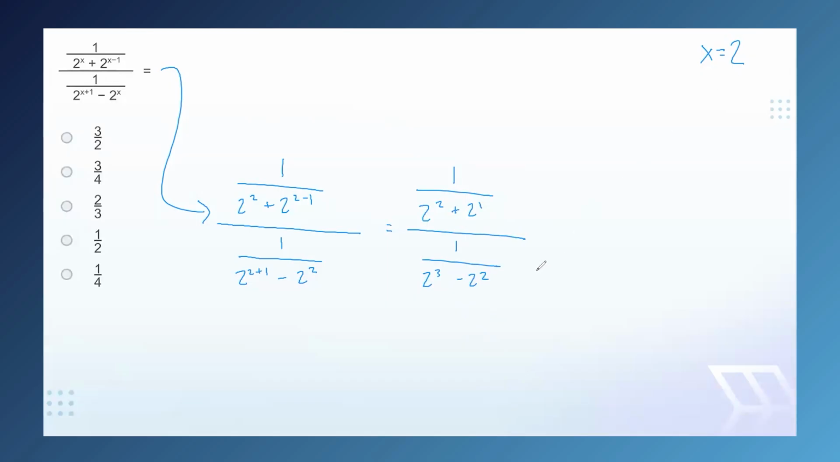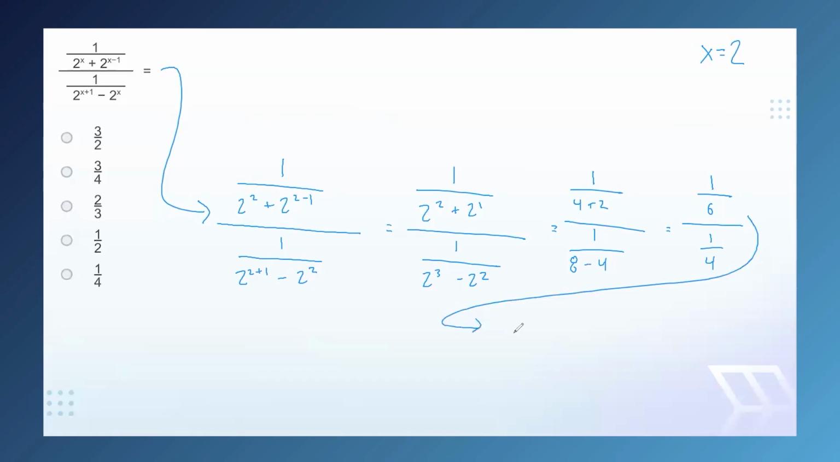I can just calculate. So I have 1 over 4 plus 2 over 1 over 8 minus 4. Continuing, I have 1 over 6 over 1 over 4. From here, multiplying by the reciprocal of my denominator, I have 1 over 6 times 4 over 1. Multiplying across, 4 over 6, which reduces to 2 over 3. Once again, the correct answer is C.